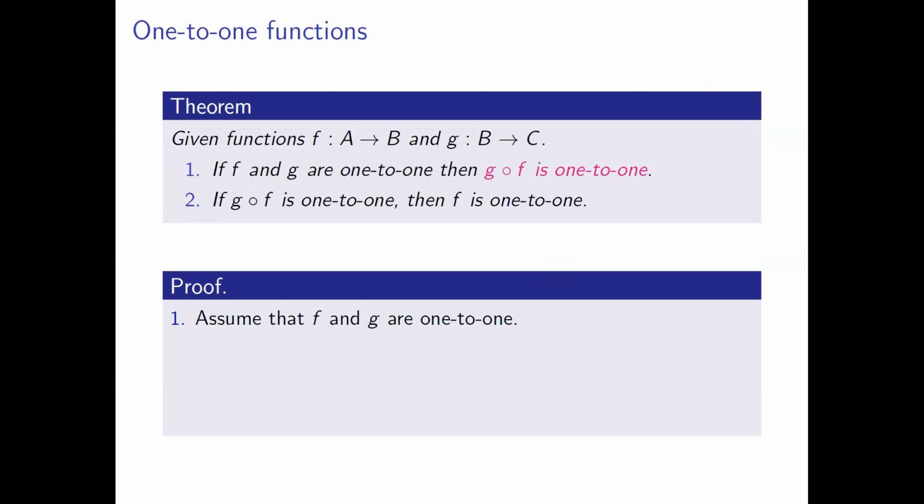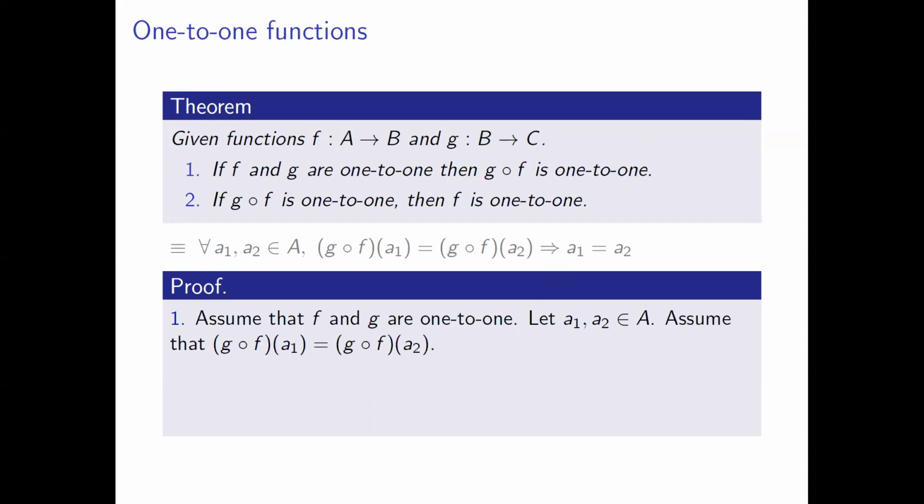We need to show that gf is 1 to 1. That is, for any two elements a1 and a2 in the set A, if gf of a1 equals gf of a2, then a1 equals a2. To do this, let a1 and a2 be arbitrary elements in A, and assume that gf of a1 equals gf of a2. We will show that a1 equals a2.